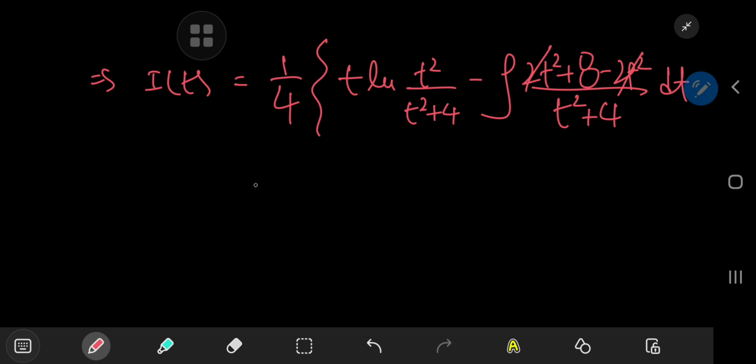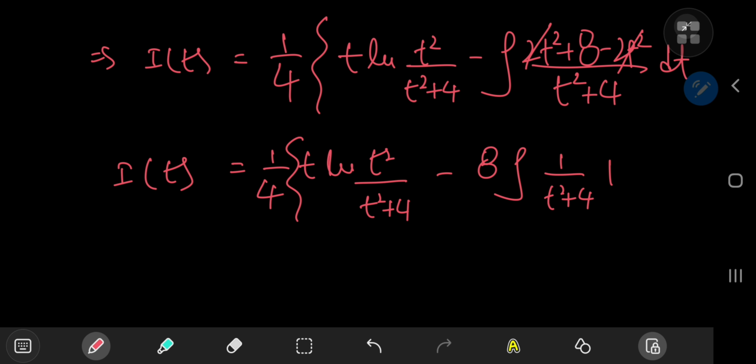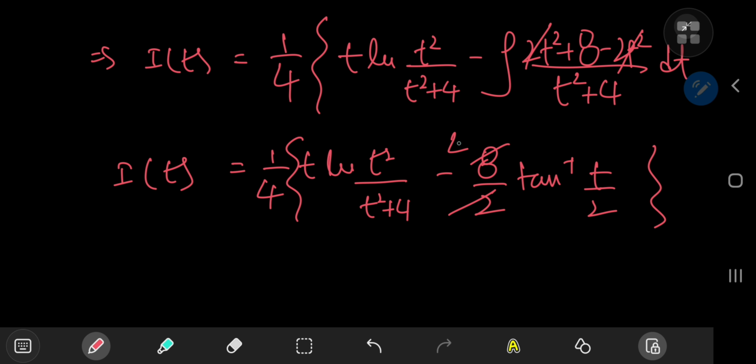So we have 1/4 of t times log t squared divided by t squared plus 4 minus 8 times the integral of 1 by t squared plus 4, which we recognize as the familiar arctangent, where this can be written as 2 squared, so we can just write this as evaluating out to 1 by 2, so that's 8 by 2 times the inverse tangent of t divided by 2. Okay, nice, and we have some nice cancellation here as well.